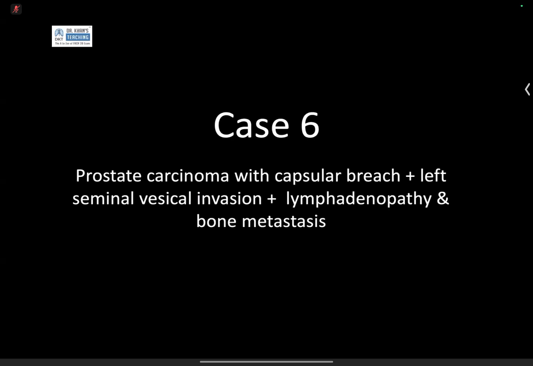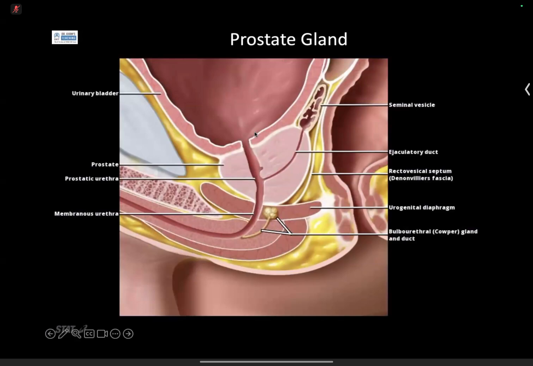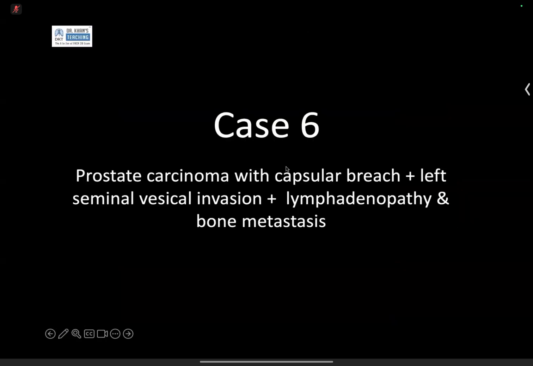So now here, just quickly a bit of a recap of the basics. So this is the prostate. It sits, this is the bladder. The prostatic urethra passes, this is the membranous urethra, which passes through the urogenital diaphragm. This is the seminal vesicle, and these are the ejaculatory ducts.